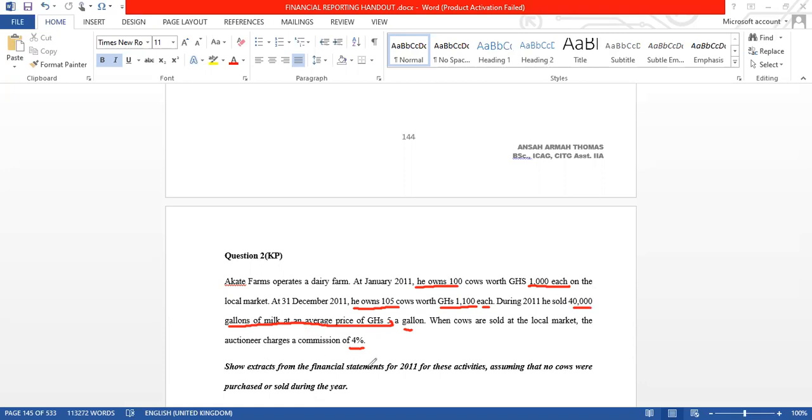It says show extracts from the financial statements for 2011 for these activities, assuming no cows were purchased or sold during the year. So that is what we are going to go through and figure out. But let's look at how we are going to value the biological asset to see if we have anything to take to the revaluation surplus. All right.